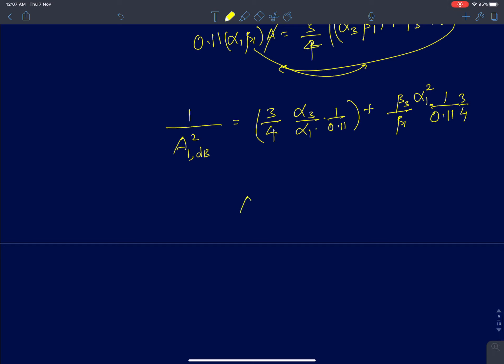Now remember, the first stage 1 dB compression point is simply given by root of 4 by 3 into 0.11. If you remember, I have written it as 0.145, but that is nothing but 4 by 3 into 0.111 approximately, into alpha 1 by alpha 3. Here it is modulus. I have not shown it explicitly here.